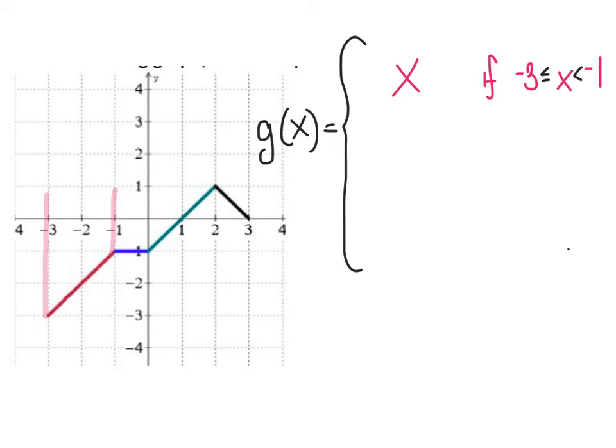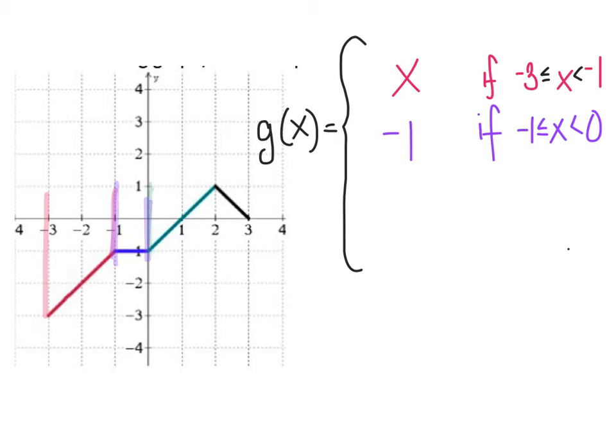Let's move on to this purple portion. For what values is it restricted between? It looks like it's restricted between -1 and 0. This time I'm going to say -1 is less than or equal to x, which is less than 0. And this is a horizontal line fixed at -1. So again, pretty simple to write that.